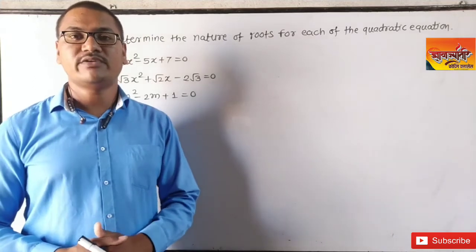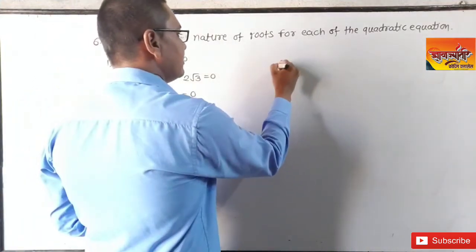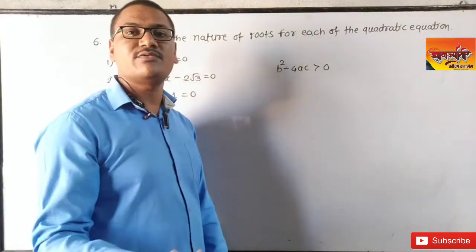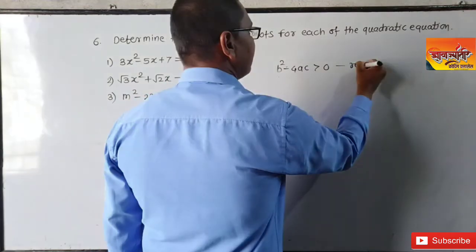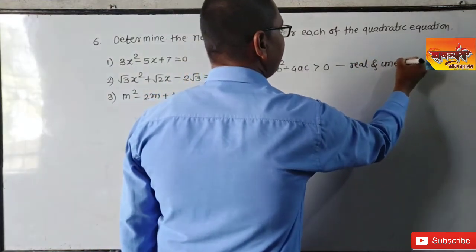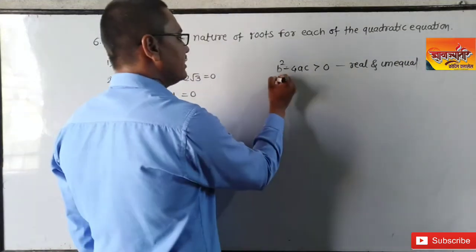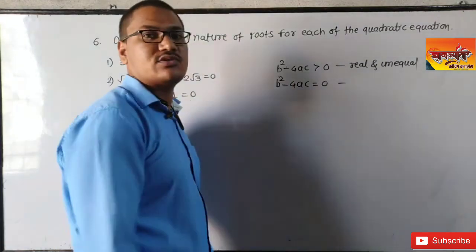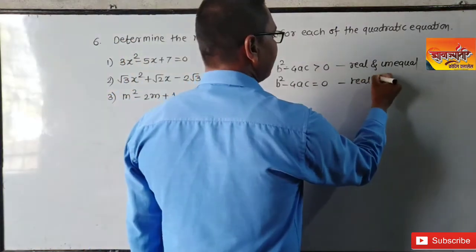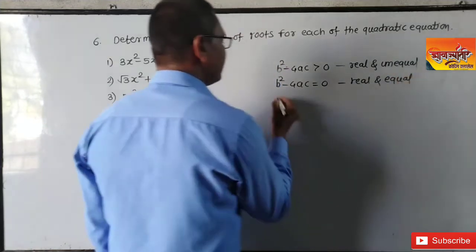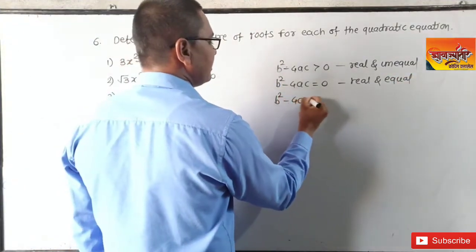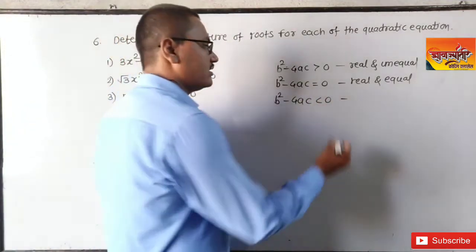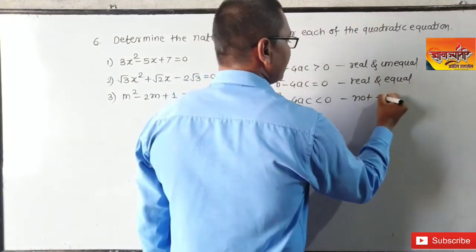First, if the value of b square minus 4ac is greater than 0, the nature of roots is real and unequal. The second condition is b square minus 4ac equal to 0; the nature of the roots of the quadratic equation is real and equal. The third condition is b square minus 4ac less than 0, which means the roots are not real. These are the three conditions.